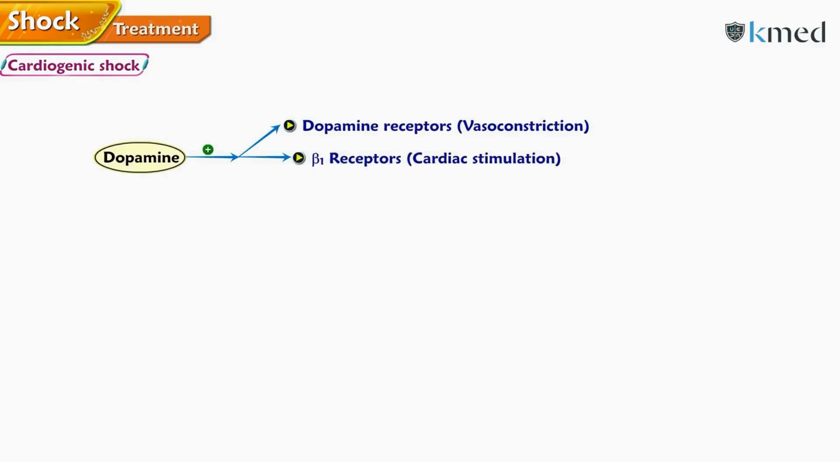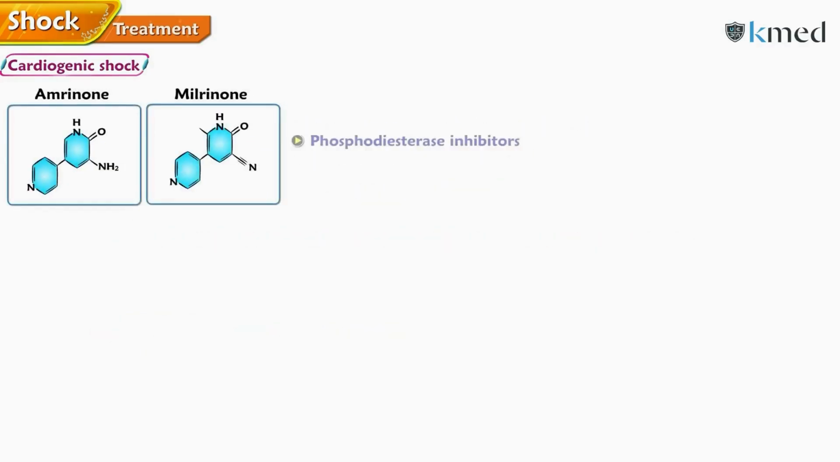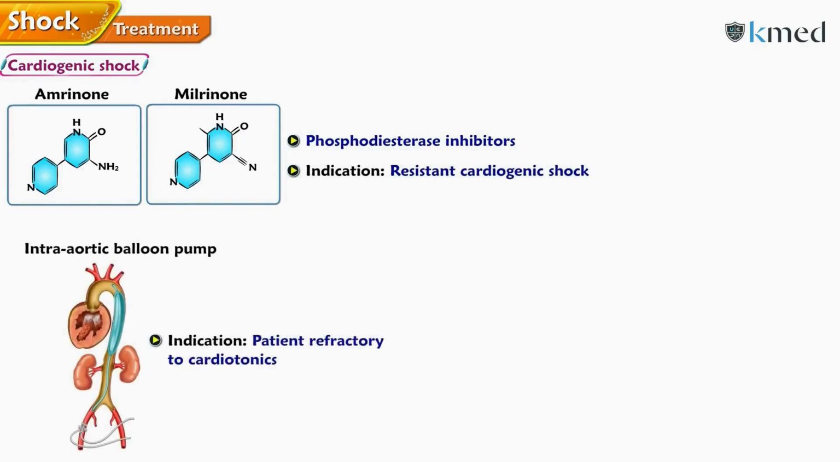Dopamine stimulates dopamine receptors (vasoconstriction), beta-1 receptors (cardiac stimulation), and beta-2 receptors (vasodilation). Dopamine is preferable to dobutamine in treatment of cardiac dysfunction in hypotensive patients. Catecholamines must be used carefully. Amrinone and milrinone, phosphodiesterase inhibitors, are used in resistant cardiogenic shock. Intra-aortic balloon pump in case of patient refractory to cardiotonic.